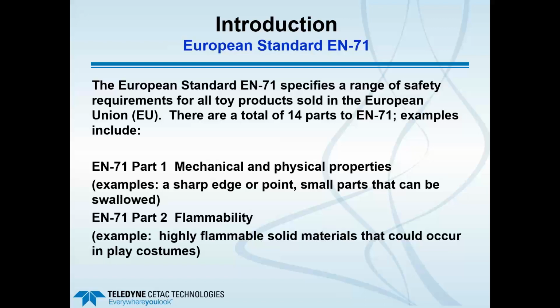A couple of the first examples include Part 1, which is mechanical and physical properties. Examples might be a sharp edge or point on a toy product, or small parts that could come off and be swallowed by a child. Another is Part 2, flammability: highly flammable solid materials that could occur in certain items, such as play costumes that children might wear.